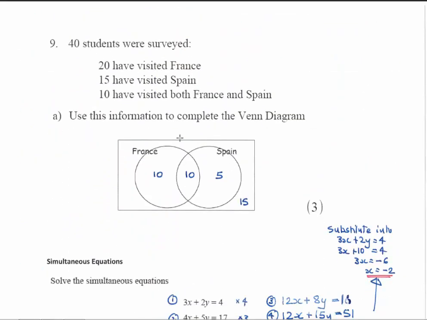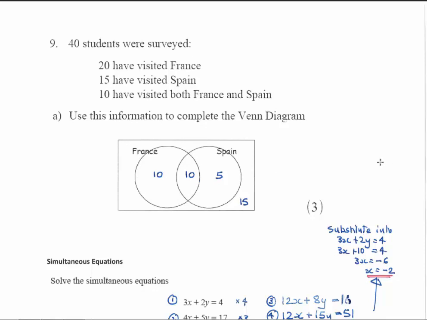40 students were surveyed, 20 have visited France, 15 have visited Spain, and 10 have visited both France and Spain. So 10 go in here because they visited both. 15 have visited Spain. Well, we've got 10 already, so we need an extra 5 to go here to make the 15 who have visited Spain. 20 have visited France. 10 of them have visited Spain and France, so we need an extra 10 here to make the 20 that have gone to France.